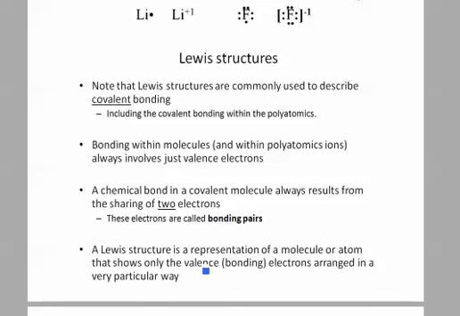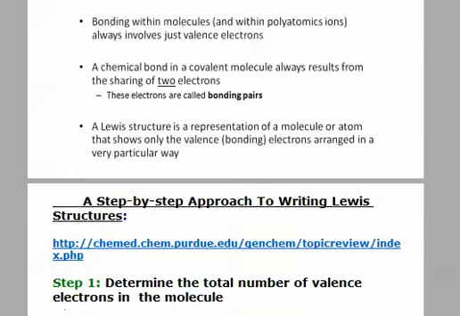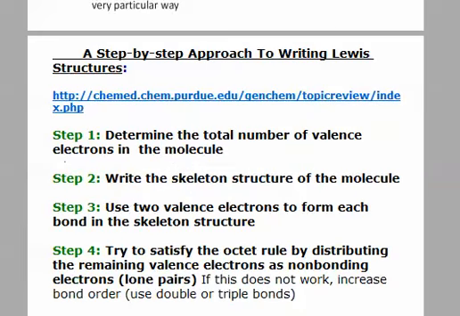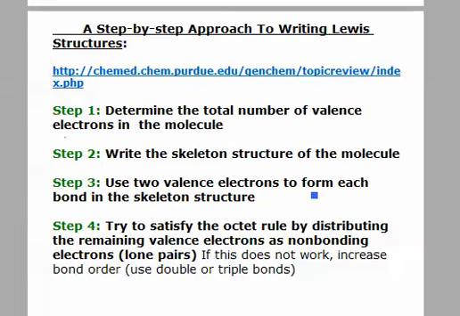And a Lewis structure is a simple representation of a molecule that only shows these valence electrons in either bonding pairs or non-bonding pairs. Okay. And so doing these Lewis structures, really there's a systematic approach. It's not just totally random trial and error here.